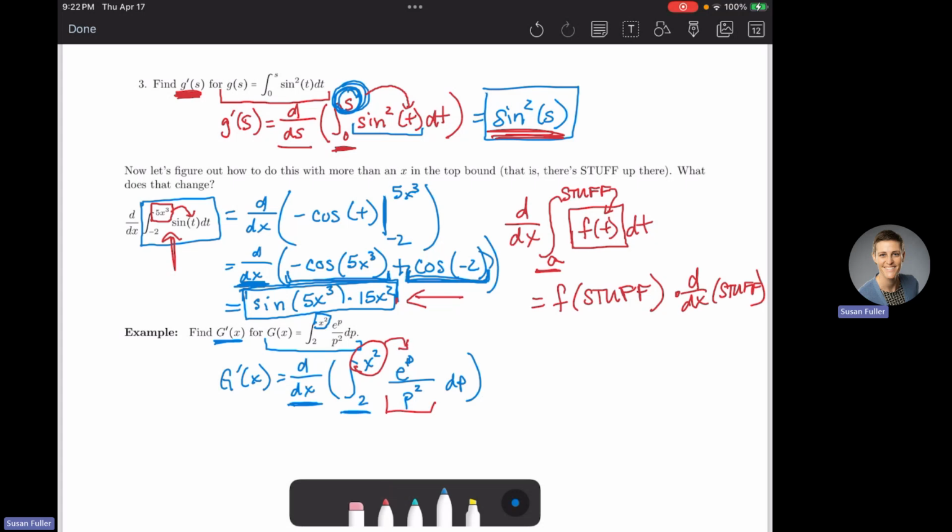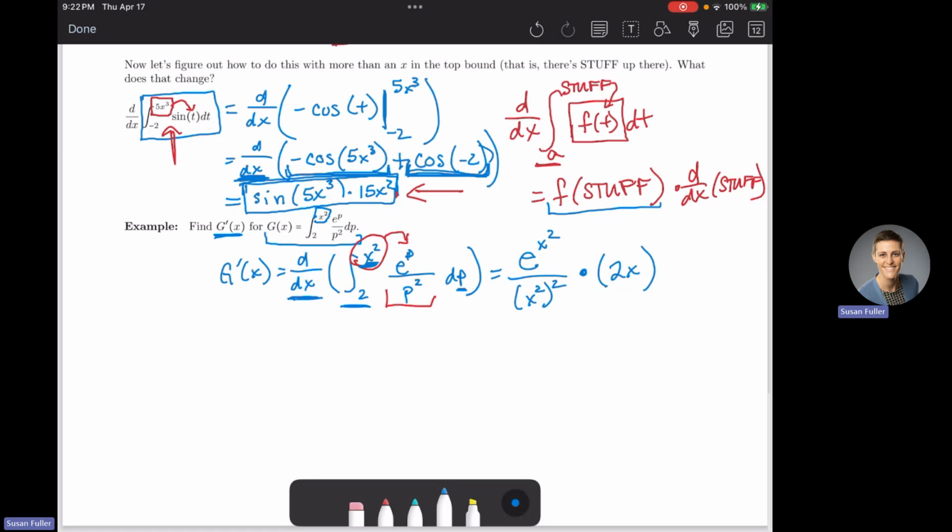So what I'm going to get out of this, we're going to replace every p, every variable here, with x squared. So I'm going to get e to the x squared over x squared squared. Plug it in for each p. That's the f of my stuff. And then don't forget to multiply by the derivative of your stuff, the derivative of whatever's up here. The derivative of x squared is 2x. That's what's going to come out of this.